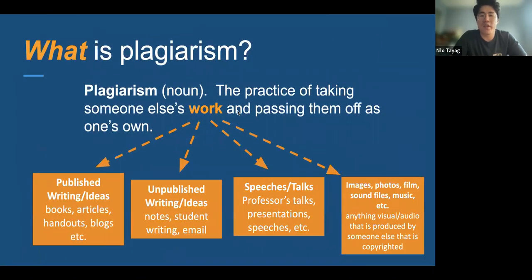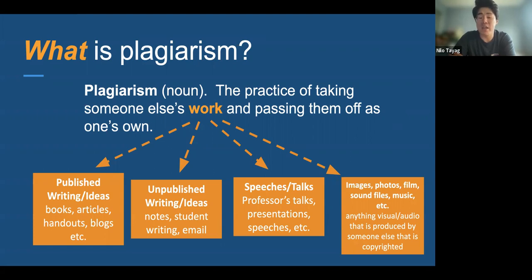And one of the top reasons why we cite is to avoid plagiarism. So what is plagiarism? In short, plagiarism is stealing. But here we describe it as the practice of taking someone else's work and passing it off as one's own. So this can include published writing and ideas. So this could be the books and articles you're reading, handouts, blogs, or it could be unpublished writing. So it could be your classmates' paper, even just their notes or an email they sent you. And it could be the lecture that your professor gives or the presentation they prepared for your class.